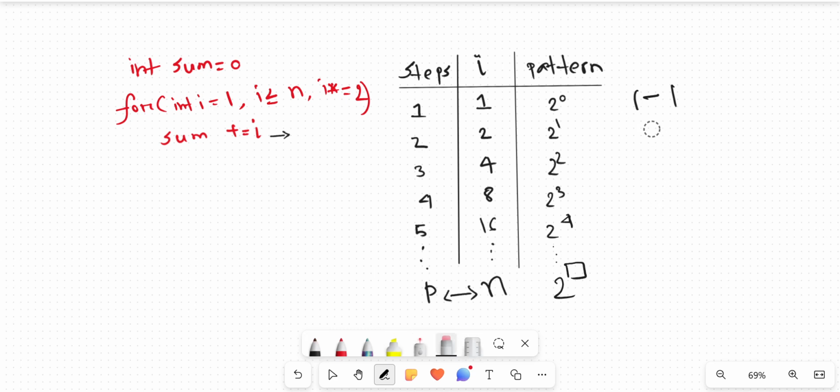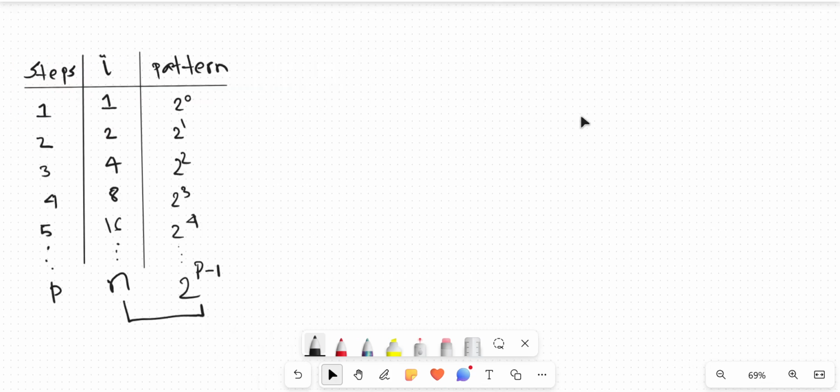So I wanted to write a generic relation, which is p minus 1, and that is the relation of n and p. So if we write it here, you can see that n is equal to 2 to the power p minus 1, right?